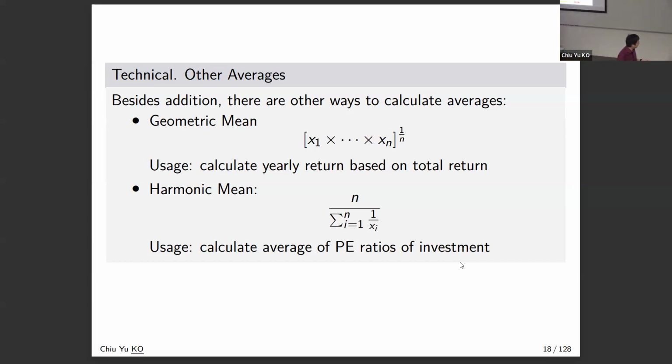Very often in finance applications, you want to calculate the average PE of different companies. And in that case, you're using the harmonic mean, which comes from that. But I'm not going into detail because they're all technical. You will face them in the future, but I just want to remind you, for those who were not in the first class, that all the grey boxes are technical. It's not required. I just cover it because I think it's important for you to know.